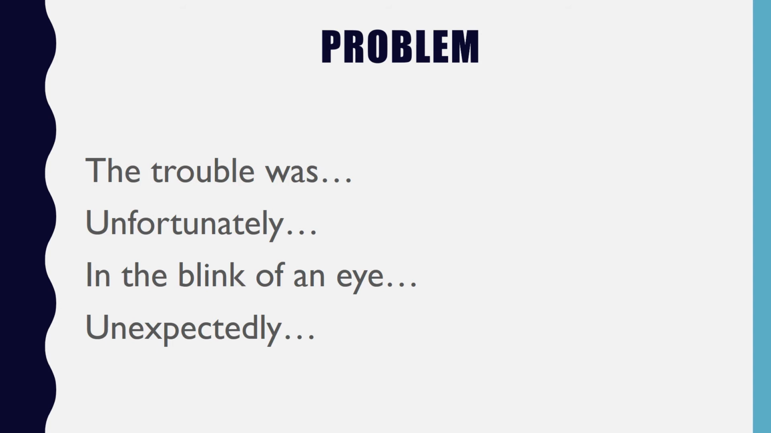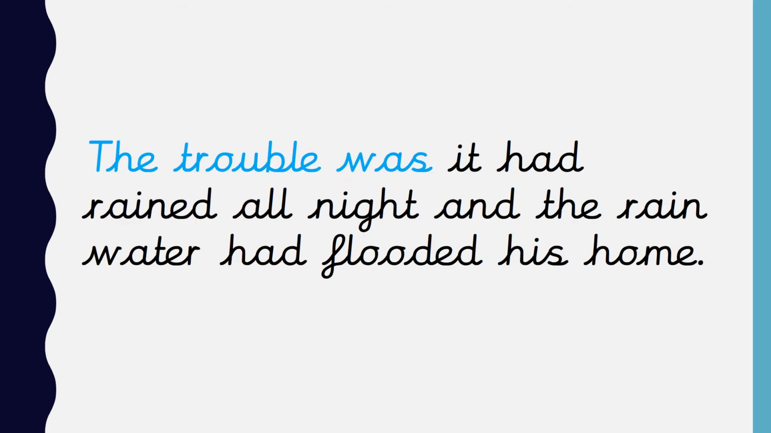But I'm going to go with the trouble was, because I want to explain why this water was in his cave. And the reason was because the night before there was an absolute downpour of rain, and the rainwater basically flooded his cave. So this is what I got. The trouble was, it had rained all night, and the rainwater had flooded his home. So I've chosen home there specifically because I don't want to use the word cave again. I know I'm going to probably use that a little bit later, perhaps, but his cave is his home. So that's why I chose to use that.